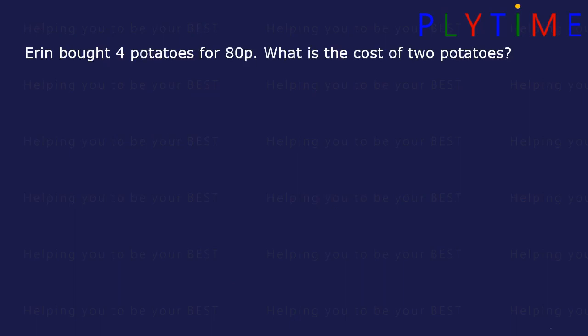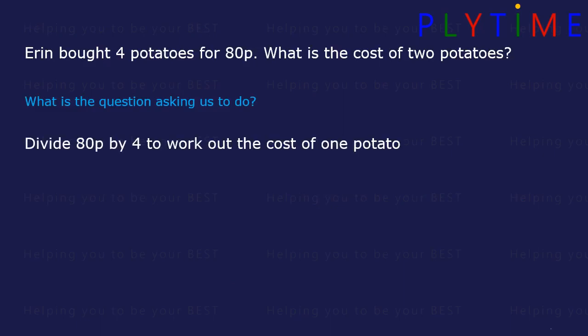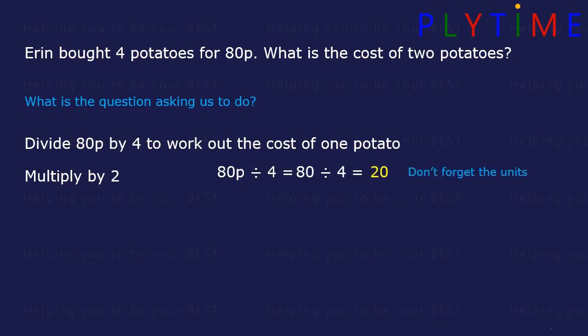Erin bought 4 potatoes for 80p. What is the cost of 2 potatoes? What's the question asking us to do? Divide 80 pence by 4 to work out the cost of 1 potato, and then multiply it by 2 to work out the cost of 2 potatoes. 80 pence divided by 4 is the same as 80 divided by 4, which equals 20. Don't forget the units, 20p. So each potato costs 20p.